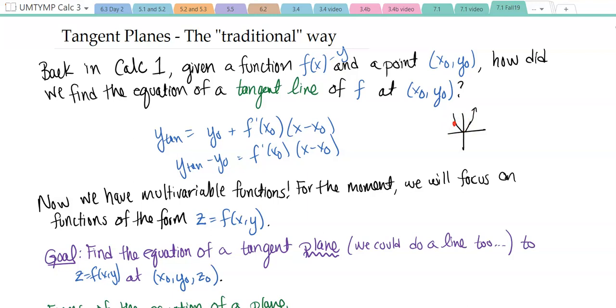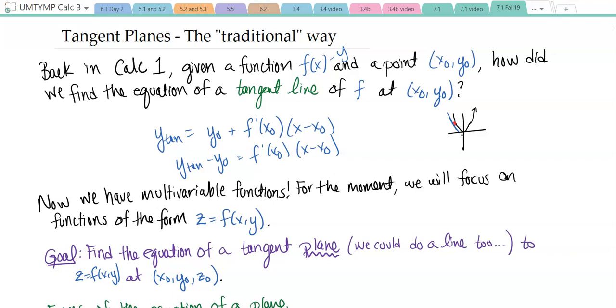We had to know the instantaneous rate of change of the function at that point. That's a bad drawing as well, but you get the idea. At that point we need to know how it's changing instantaneously, and then we're making sure that it extends in that direction, and that's where the derivative came into play.